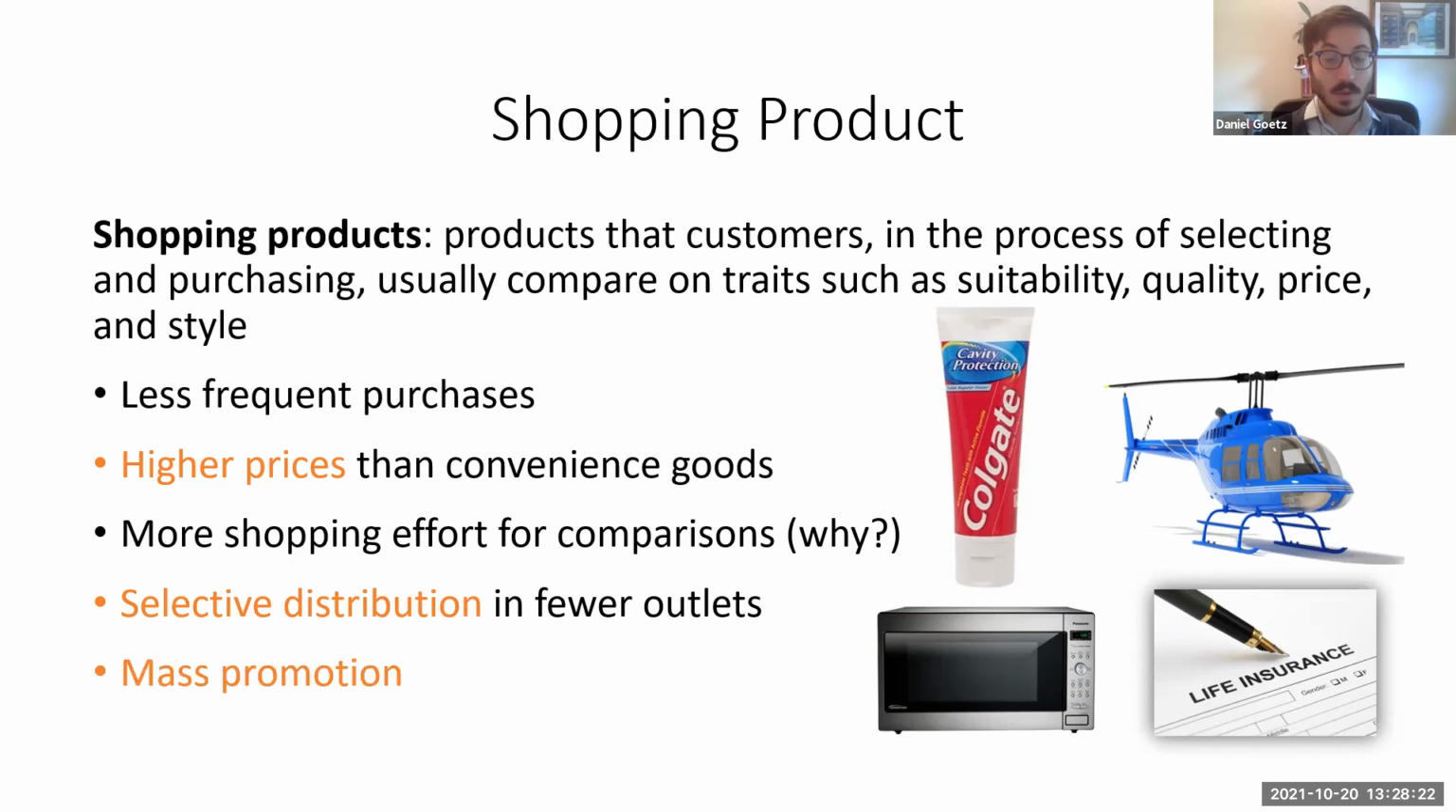Right? We also see mass promotion with shopping products. Why do we have mass promotion? Consumers might not know where to buy. Recall that because it's a less frequent purchase, people just aren't really thinking about it. And consumers might actually need to go somewhere they don't usually go. So of these 4 products, the microwave is definitely the one that seems most like a shopping product.